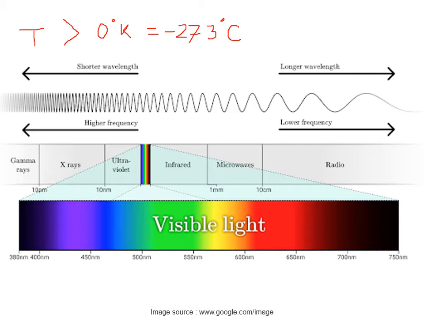Now, hotter bodies, which have a much higher temperature compared to absolute zero, will emit more energy having shorter wavelengths and higher frequencies in comparison to cooler bodies. So cooler bodies emit radiant energy mostly having higher wavelengths and low frequency.